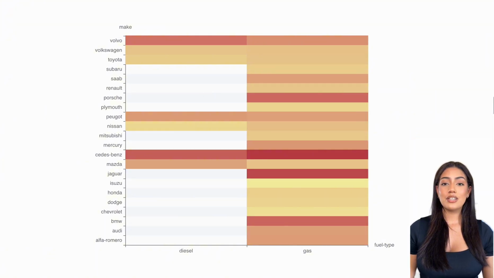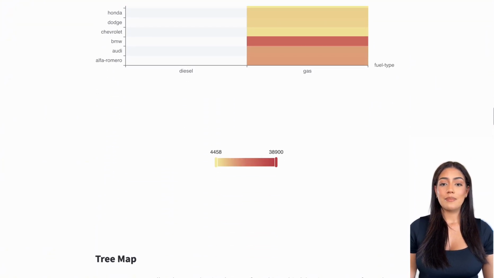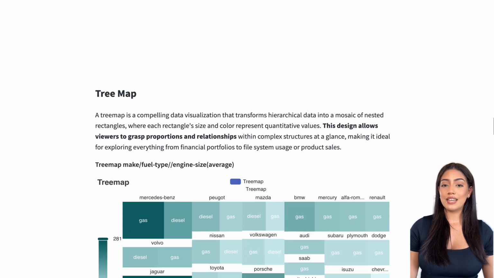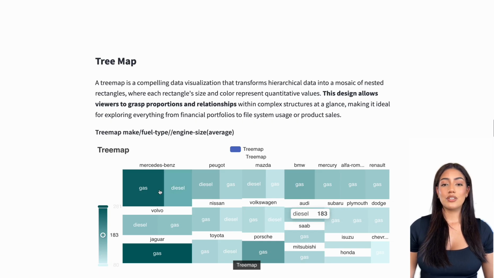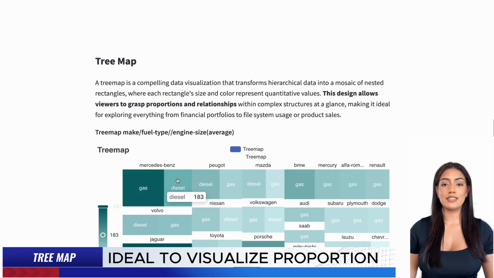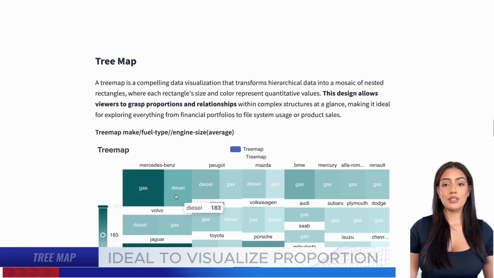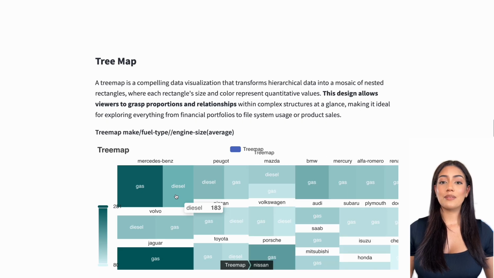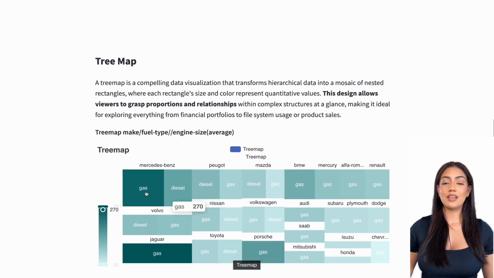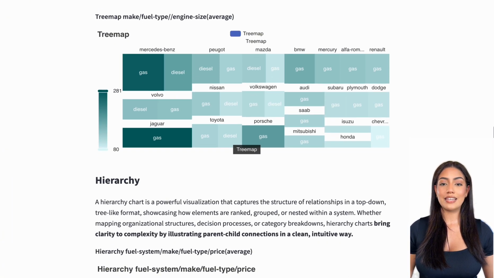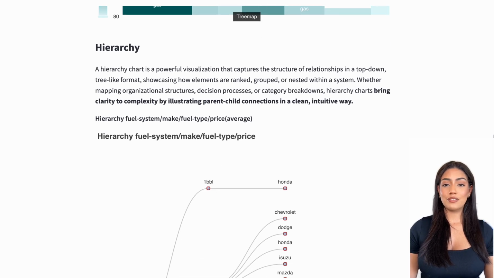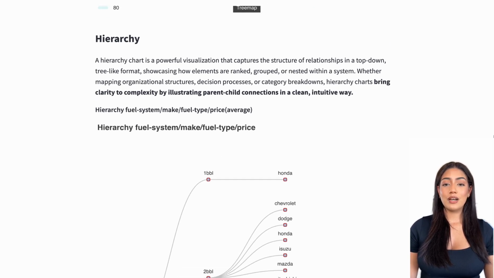Before we go into the next interesting chart, the tree map, let me give you a bit of history. Tree map charts were invented by Ben Shneiderman in the early 1990s. Tree maps revolutionized how we view layered data, offering a compact and information-rich alternative to traditional charts. A tree map is a compelling data visualization that transforms hierarchical data into a mosaic of nested rectangles. This tree map shows the relation between car, fuel type, and engine size, and we can observe that Mercedes-Benz has the largest engine size. This design allows viewers to grasp proportions and relationships within complex structures at a glance, making it ideal for exploring everything from financial portfolios to file system usage or product sales.